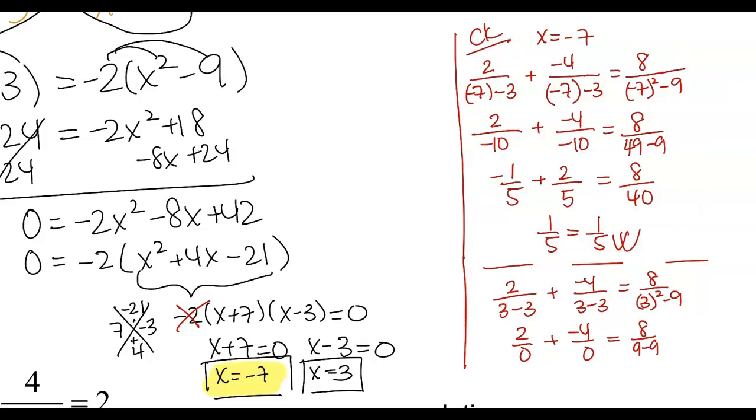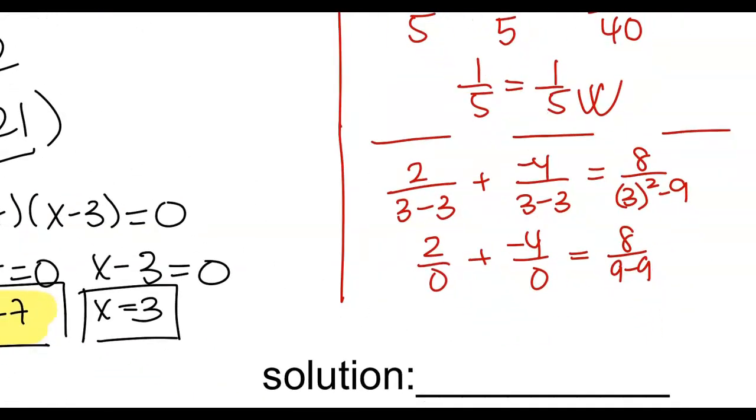My issue, and I hope you guys can help me with this, is with positive 3. I know that 9 minus 9 down here is going to give me 2 over 0 plus negative 4 over 0, and that's going to equal 8 over 0.